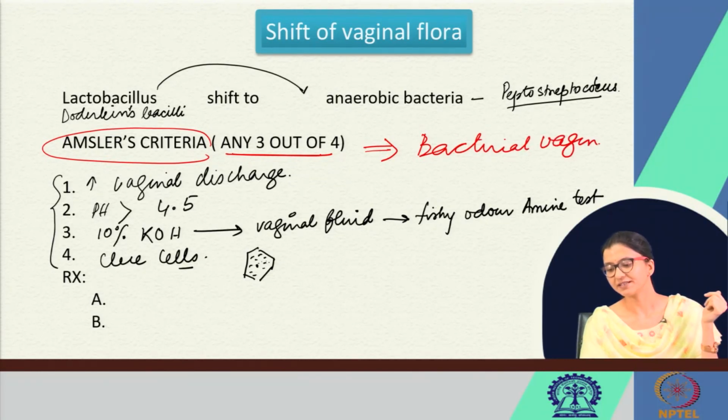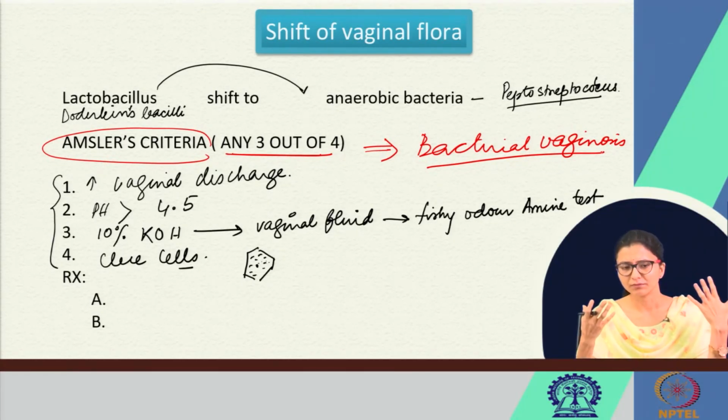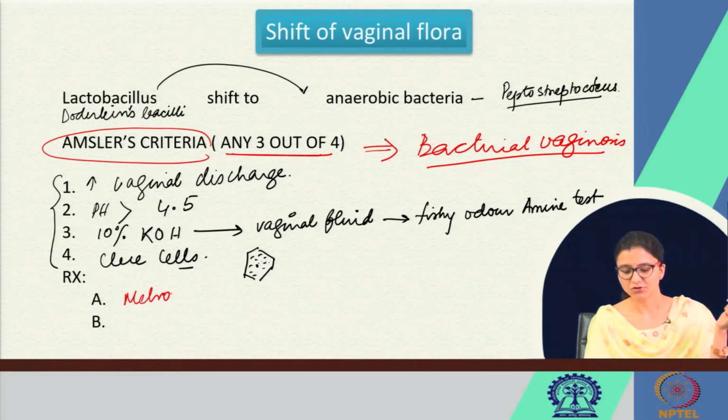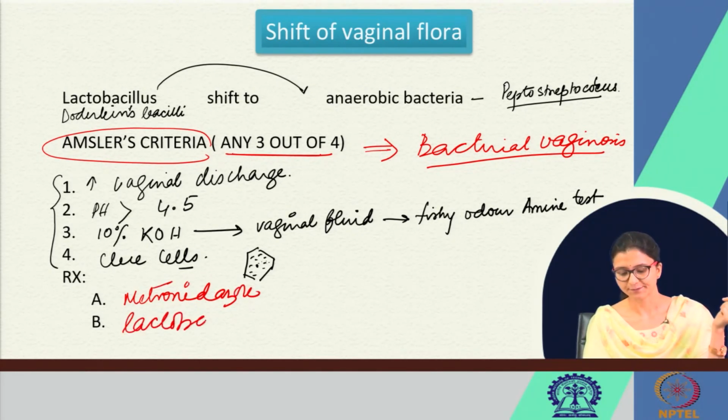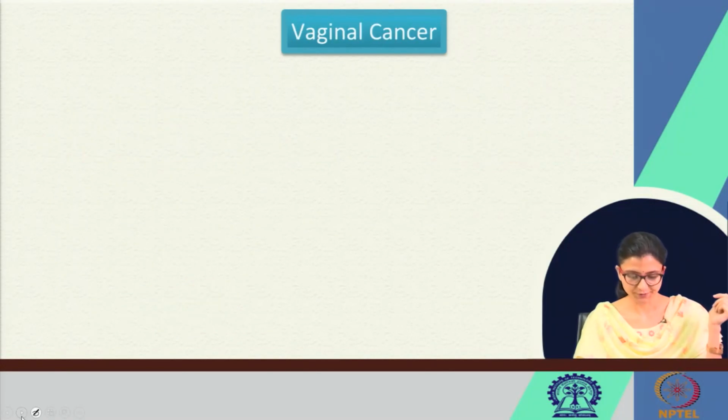This is a very common infection. I will not say it is an infection, it is a shift of vaginal flora, and in this bacterial vaginosis the patient comes with thin watery discharge without any itching, without any other difficulties, but there is discharge. We can go by this criteria, we can diagnose, and as a treatment we will give metronidazole or secnidazole and also lactobacillus. It comes as a sachet or capsule, we will give it as treatment and it will get cured, right.